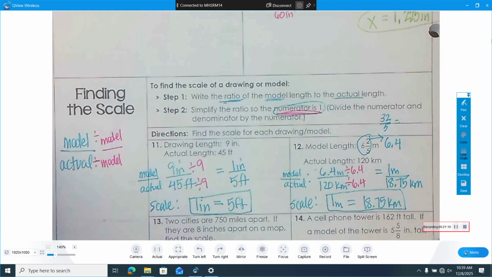Do you guys have questions for me? Okay, today we are doing a math lab sort of stations.